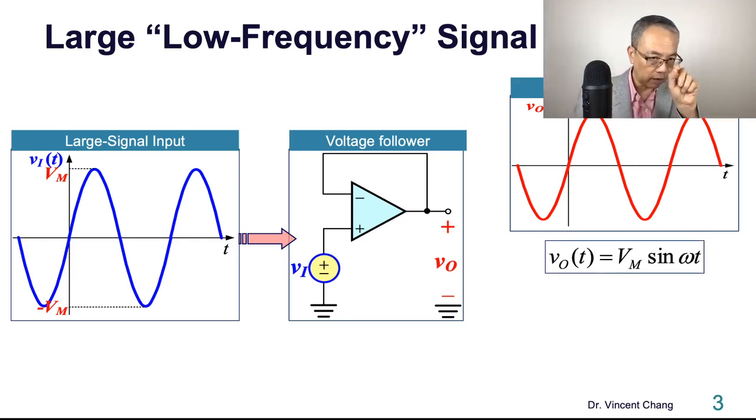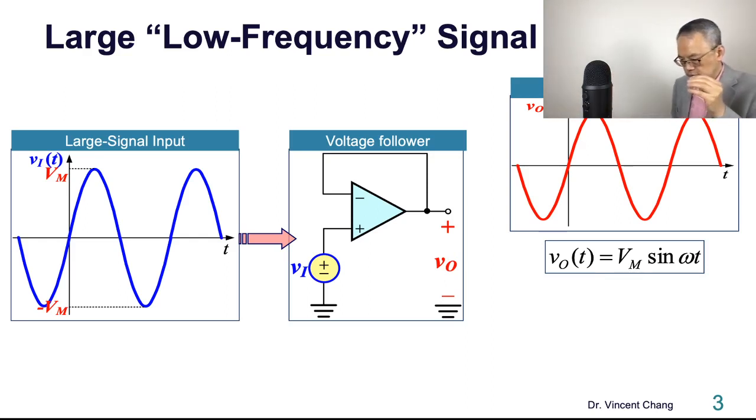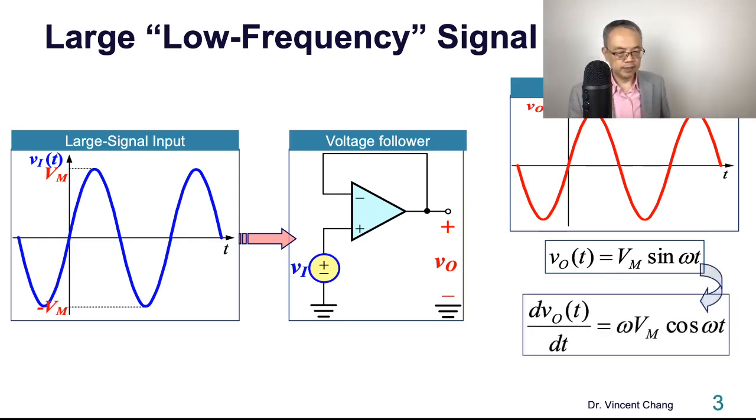This is about the output signal. It follows the frequency and follows the magnitude, the amplitude. So a sinusoidal signal with an amplitude of V capital M and angular frequency of omega: Vo equals V capital M sine omega t. Now, the subject of the slew rate is about rate of change. Let's get the dVo/dt. It's omega V capital M, sine becomes cosine.